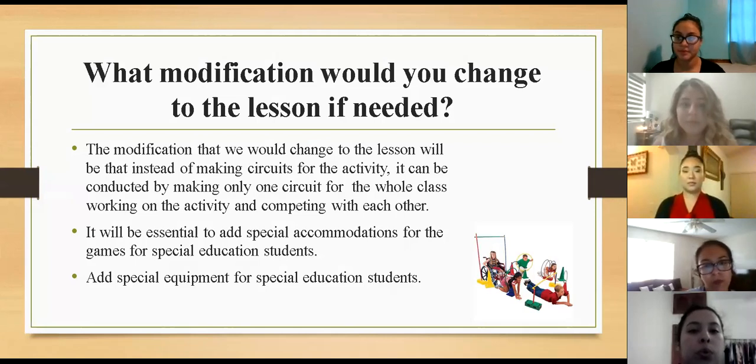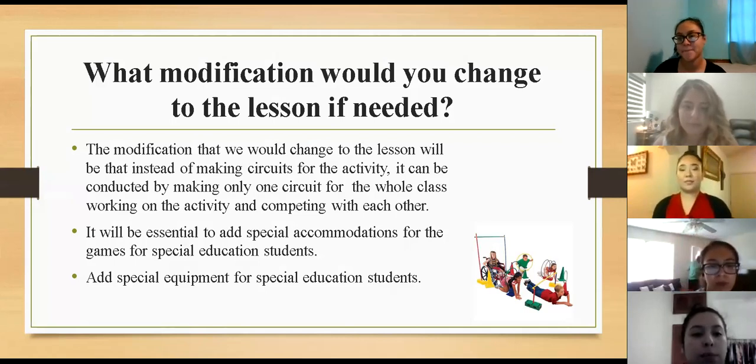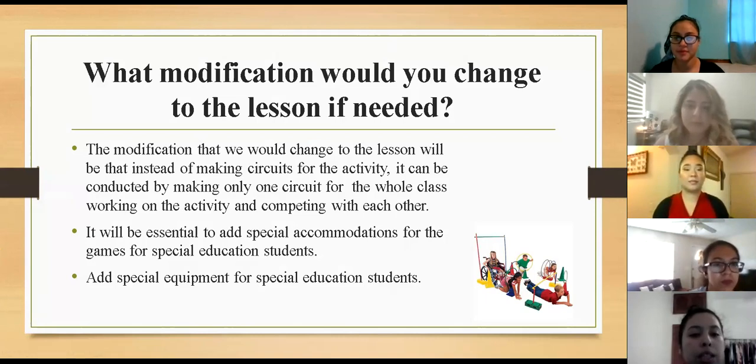What modification will you change to the lesson if needed? The modification that we will change to the lesson will be that instead of making circuits for the activity, it can be conducted by making only one circuit for the whole class, working on the activity and competing with each other. Another modification can be that it will be essential to add special accommodations for the games for special education students, and finally, add special equipment for special education students.